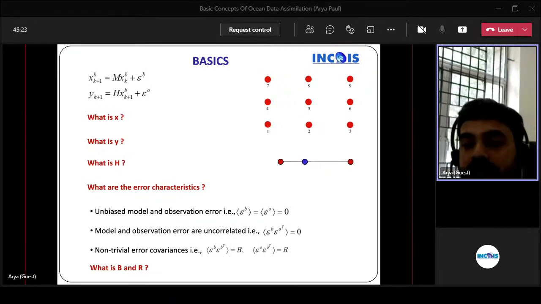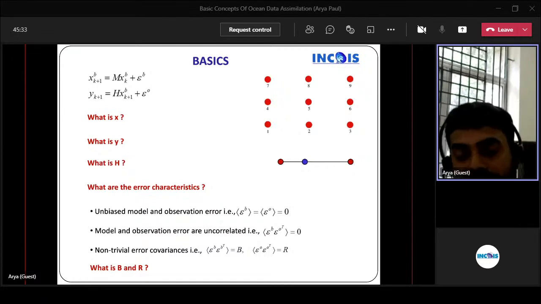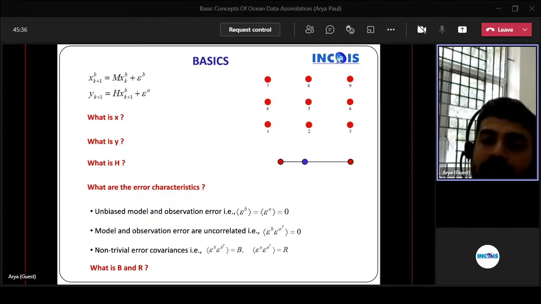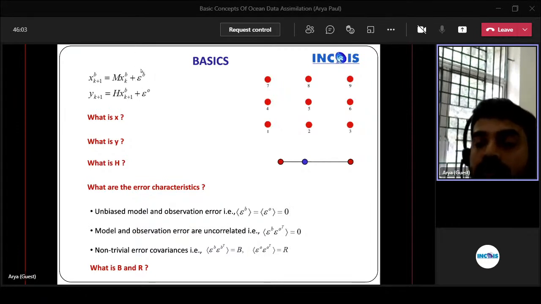So my XB is the background ocean state, which has, let's say, temperature, salinity, the two currents U and V, and sea level height. And K denotes the time. So XBK is the current background ocean state. And M is an operator which acts on this XBK, your current ocean state, and takes you to the next time step at K plus 1 to give you the background ocean state at time K plus 1. And there is a certain error involved with it, which is denoted by epsilon p. So this first equation talks about the model dynamics.